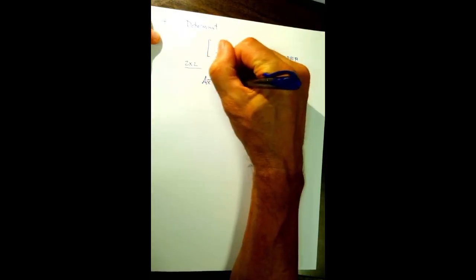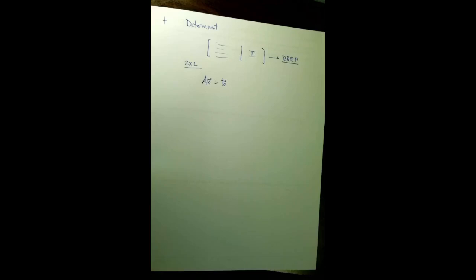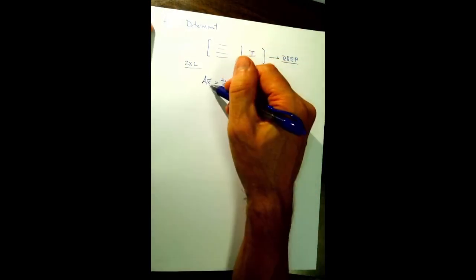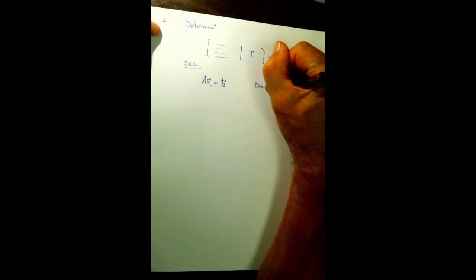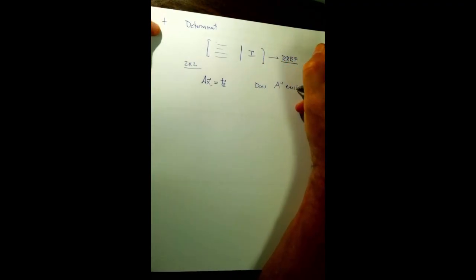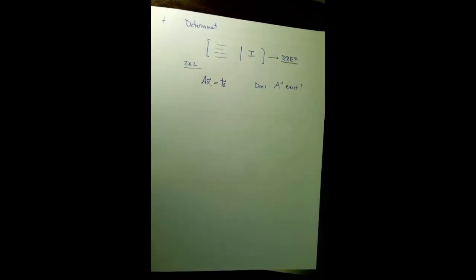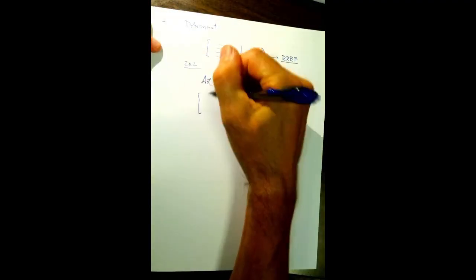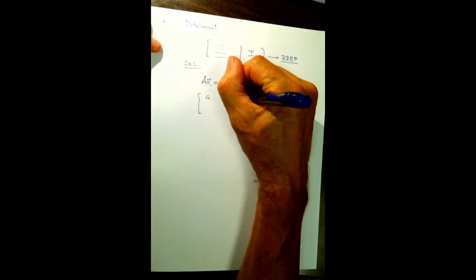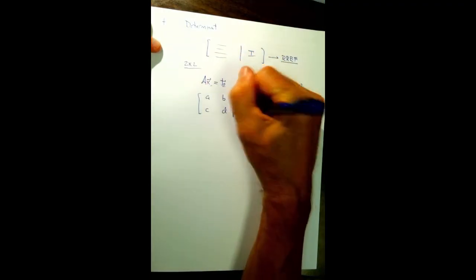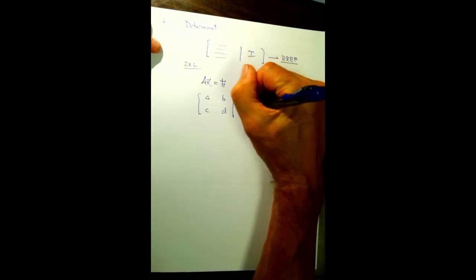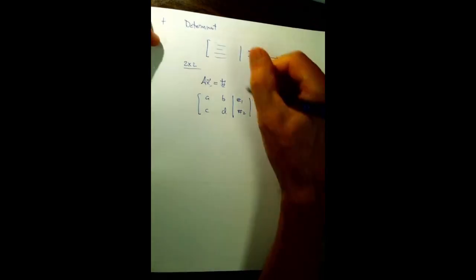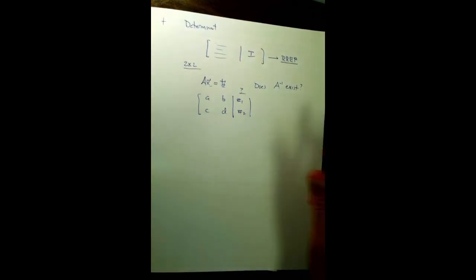So the idea is this. I want to solve a system of equations where the system is made up of a matrix times an unknown vector equal to a known vector. I would like to know, does A inverse exist? If I were to put this in an augmented matrix, suppose the matrix A is made up of entries A, B, C, D, and I've got some numbers for B. I actually don't really care what B is. I only care whether or not I can figure out if this inverse exists.